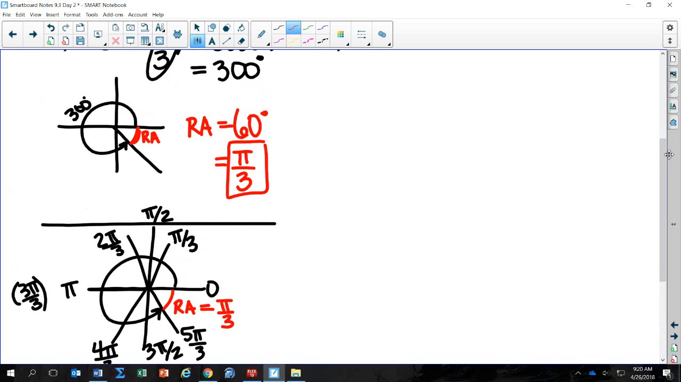For now, if it's easier for you to convert to degrees and then convert back at the end, that's totally fine. Okay, but the more comfortable you become with memorizing and filling out that unit circle, the better you'll become at doing the second method. So I just know that 5 pi over 3 is in that fourth quadrant just because I have my unit circle memorized. Okay, that's why it's important to memorize your unit circle.